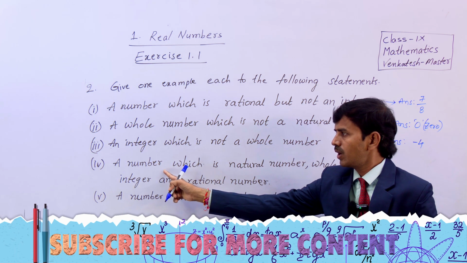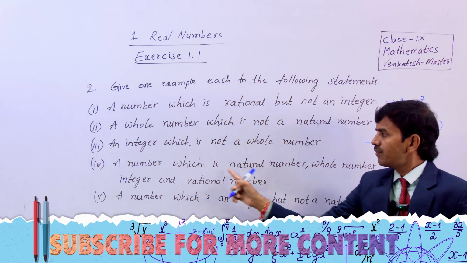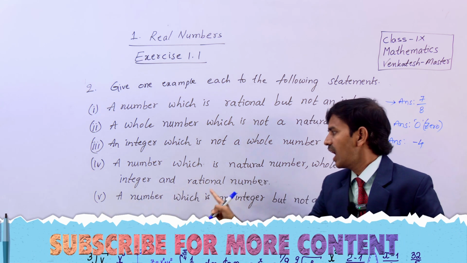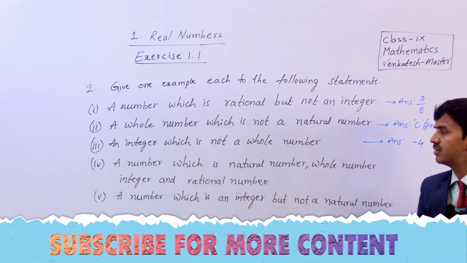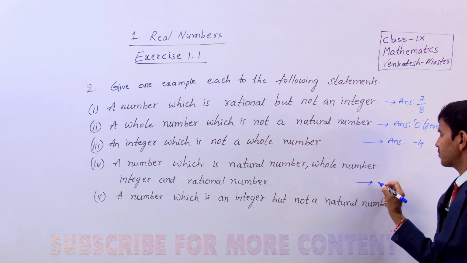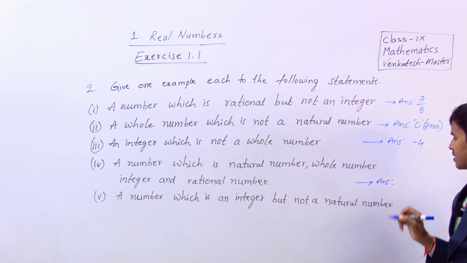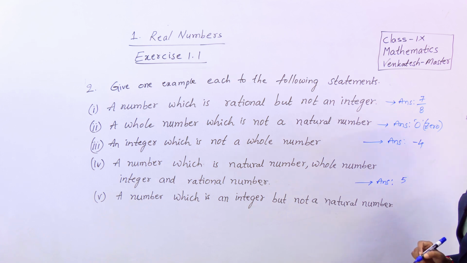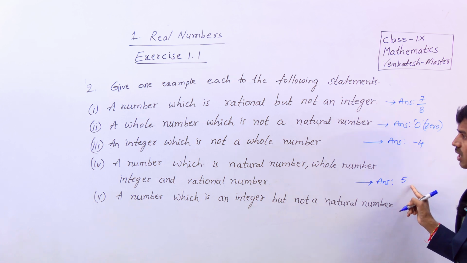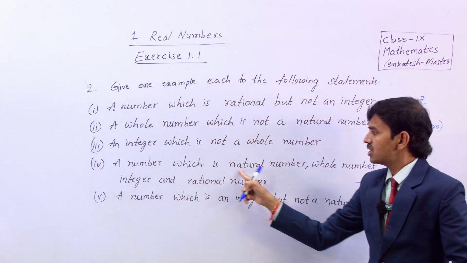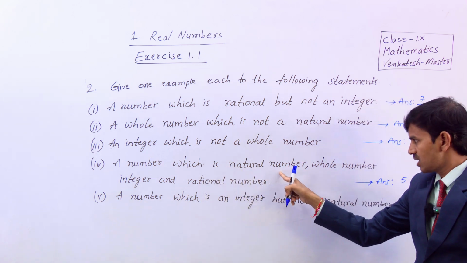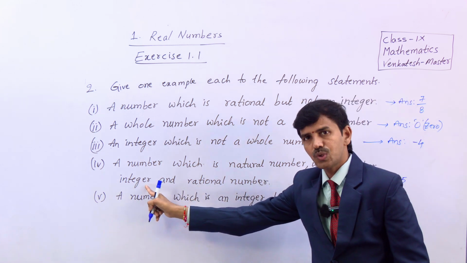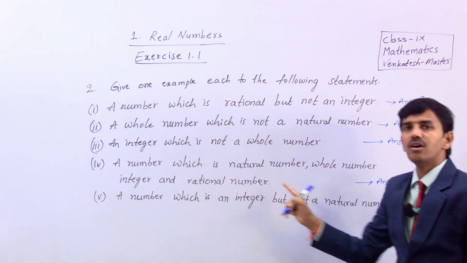Next, the fourth question, a number which is a natural number, whole number, integer as well as rational number. We can write its answer as any positive number you can take. Suppose I write 5. So is 5 a natural number or not? 5 is a natural number. 5 is also a whole number. 5 also belongs to integers, and it is also a rational number.